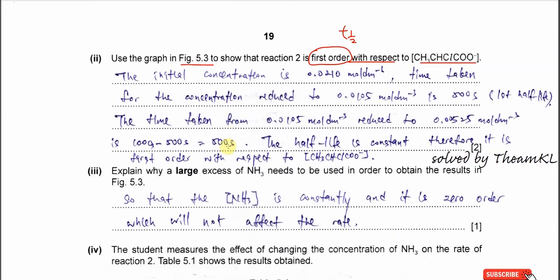So this is the explanation. The initial concentration is 0.021. The time taken for the concentration to reduce to 0.0105, which means halved, is 500 seconds, which is the first half-life. The time taken for this 0.0105 mol per dm cubed to reduce to 0.00525, half the concentration, is 1000 minus 500, still 500 seconds. So the half-life is constant, therefore it is first order with respect to this carboxylate.